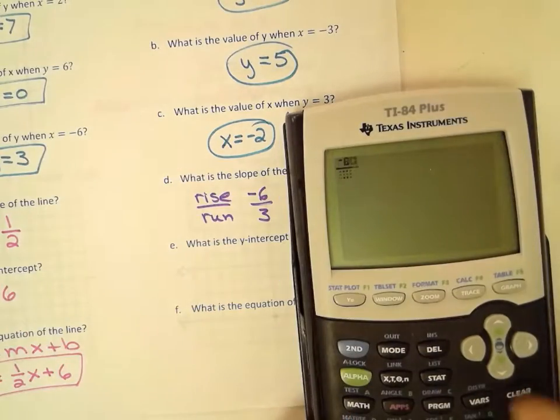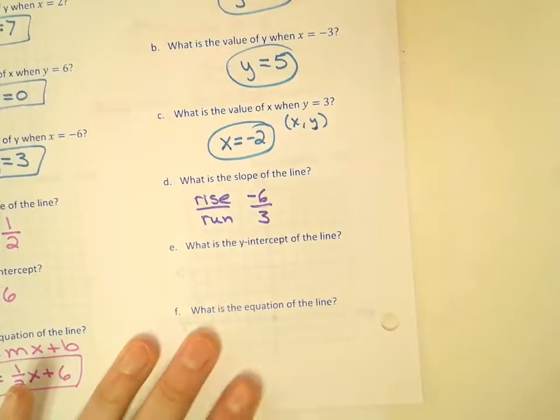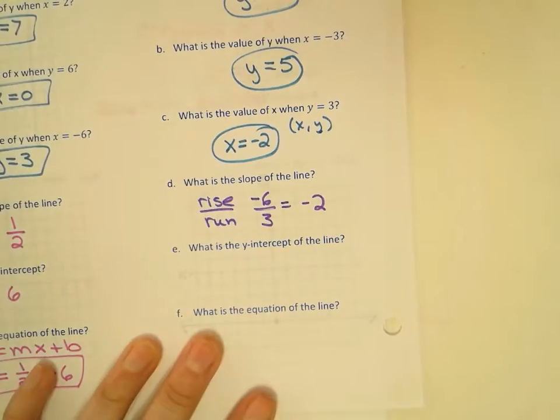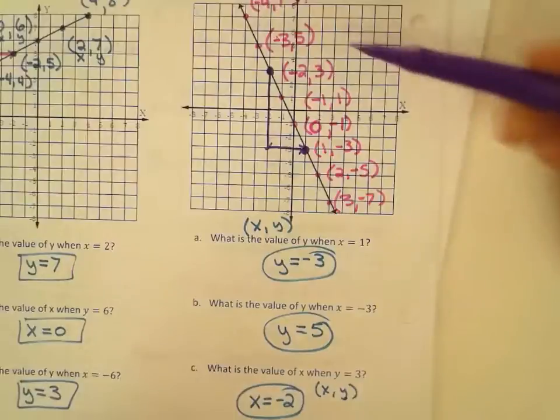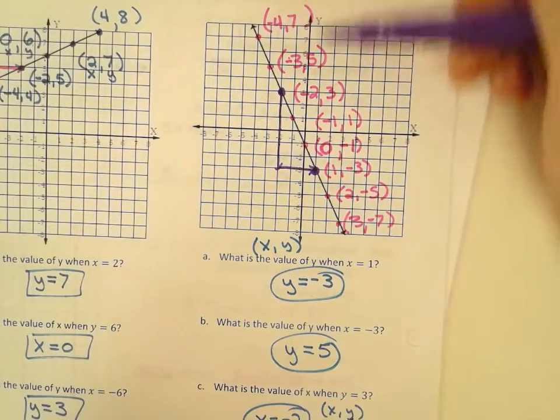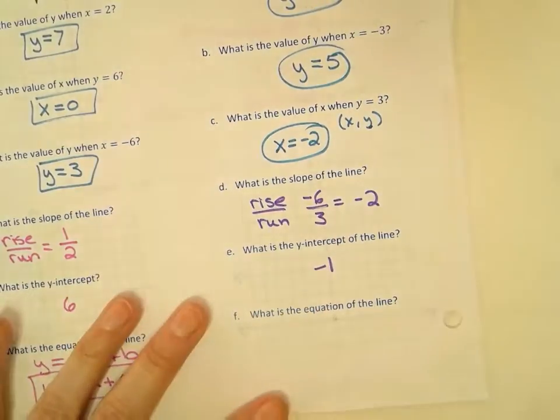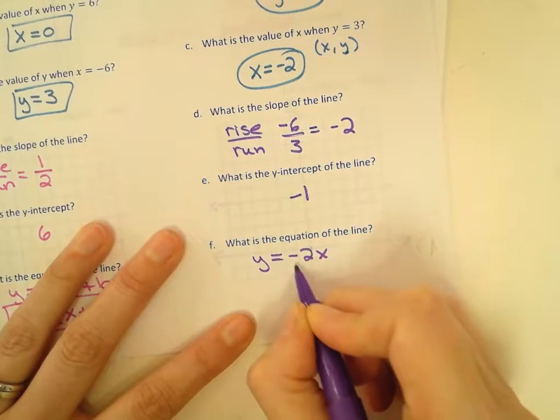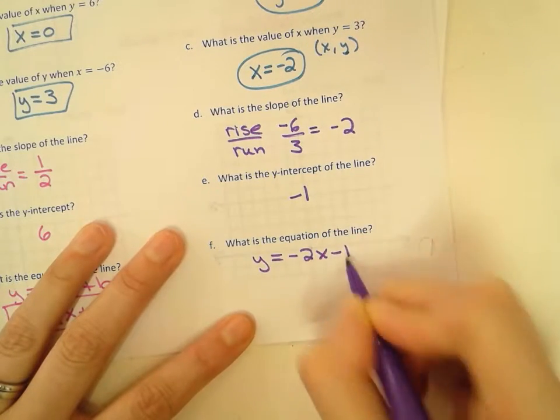And I do need to double check to see if that's going to reduce. -6 over 3 is in fact -2. So I put equals -2. That's my slope. The y-intercept is where we crossed the y-axis. And it looks like we crossed the y-axis right here at -1. So when I write my equation of this line, -2x for the slope, and then -1 for my y-intercept.